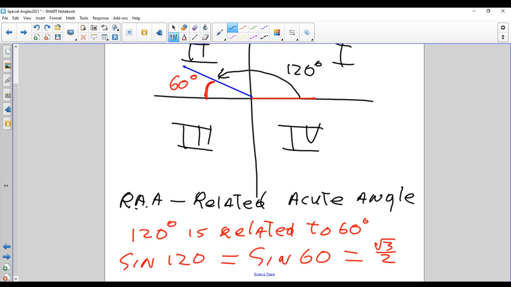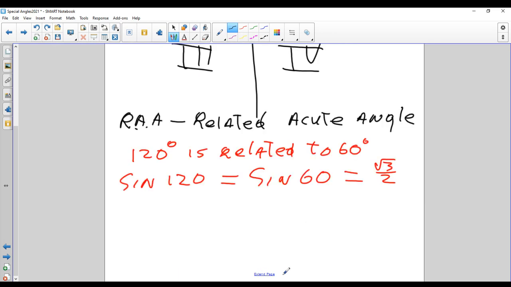How about the cosine of 120? Well, the cosine of 120 would be the same as the cosine of 60, but should I make it negative or should I make it positive? That's the question I need to ask. Should it be positive or should it be negative? Okay, let me go in the back and ask Hashim that.